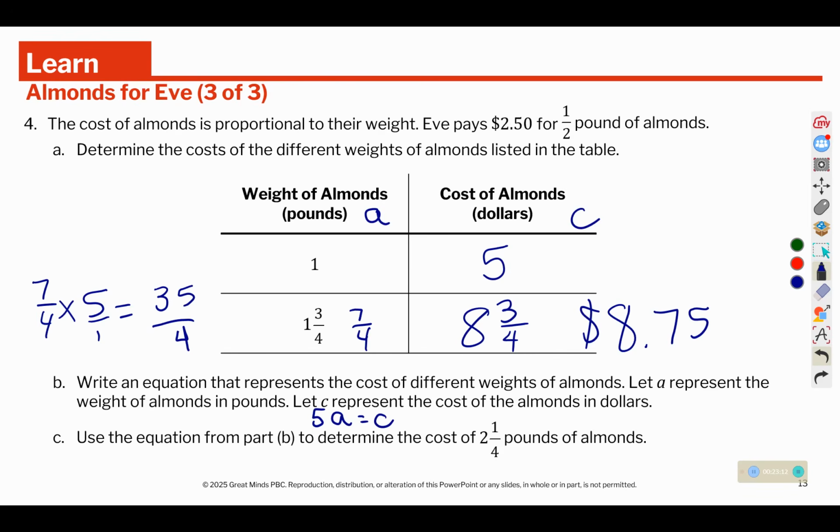Now it says use the equation we wrote from part B to determine the cost for 2 1/4 pounds of almonds. We're replacing the A that represents almonds with 2 1/4. So 5, swap out that A with 2 1/4, not a half, a quarter, and determine the cost. Well, we can rewrite 2 1/4 as an improper fraction. 2 times 4 is 8, plus 1 more makes 9. So we could rewrite that as 9/4.